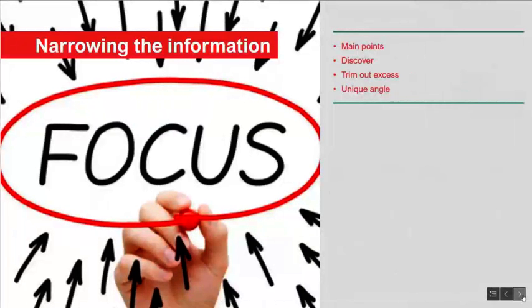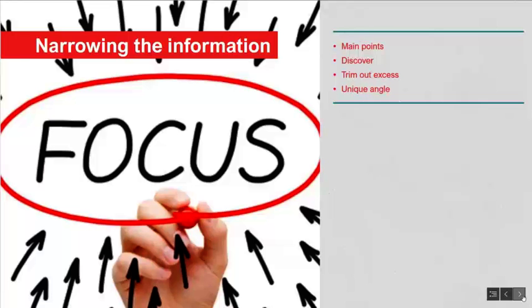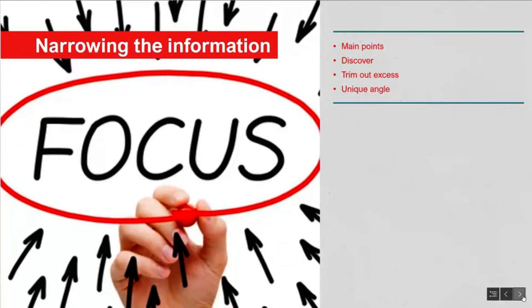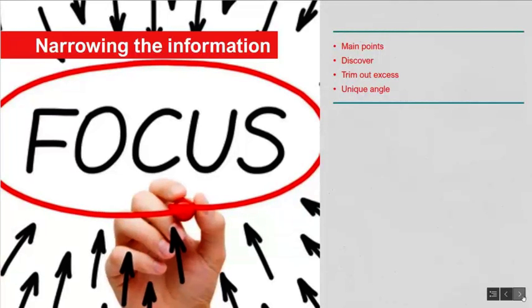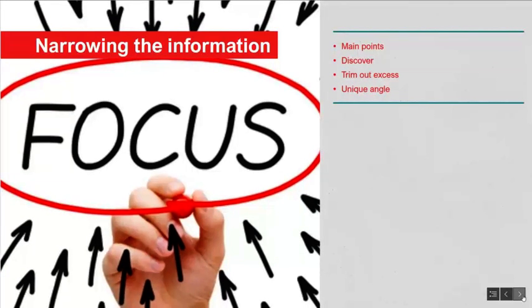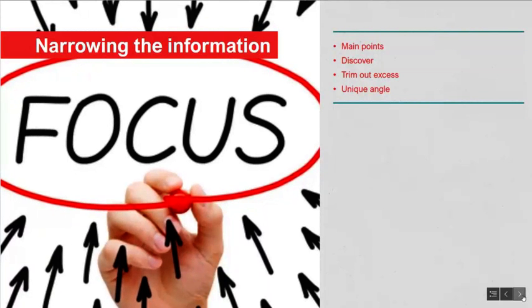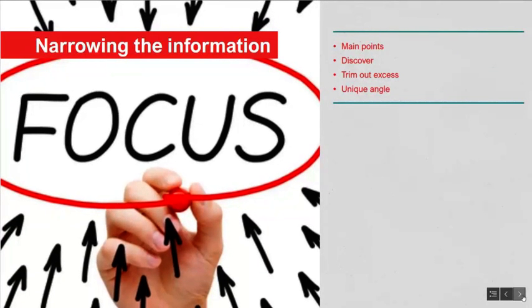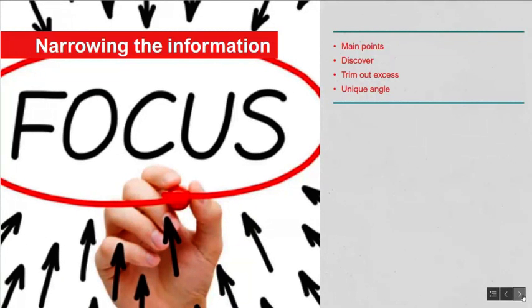So after you have done all of this digging and collecting, you're going to need to narrow your information. You're going to need to look for the focus of it, the focus of the topic, of the collection of research that you've done. So go through and look for the main points that are shared with everything. See if you can discover something new about it, something that maybe one article talks about, and you can then use that as a jumping off point for more research.